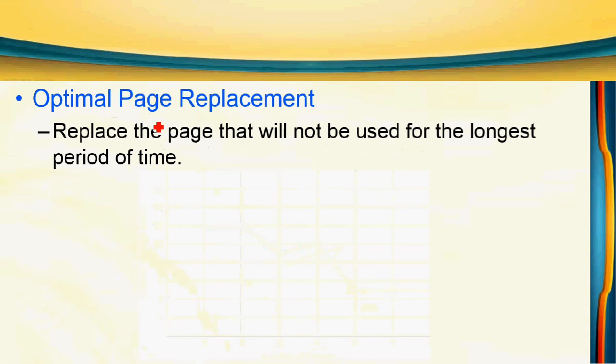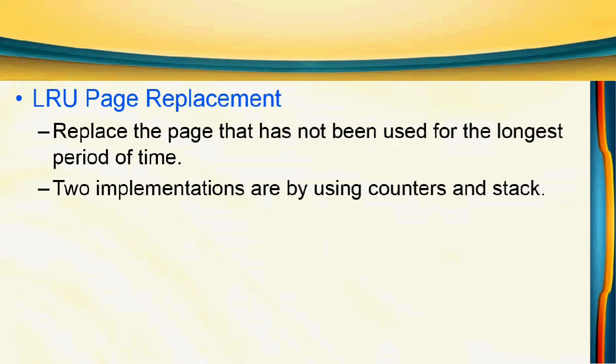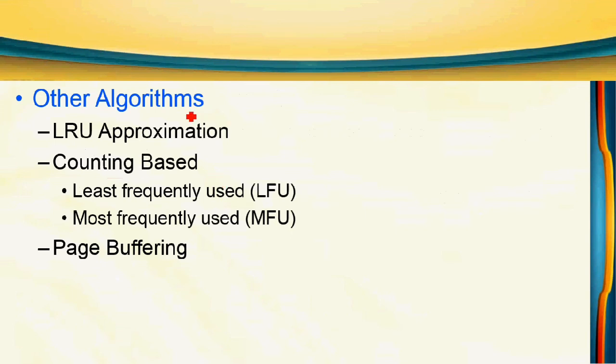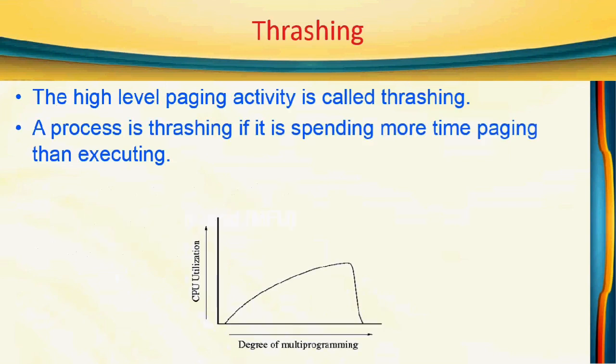And the next algorithm is optimal. Here replace the page that will not be used for the longest period of time. That page is replaced. And then LRU: replace the page that has not been used for the longest period of time. This LRU can be implemented using counters and a stack. Other replacement algorithms are LRU approximation, two counting based algorithms, least frequently used and most frequently used, and then page buffering. The last topic is thrashing.